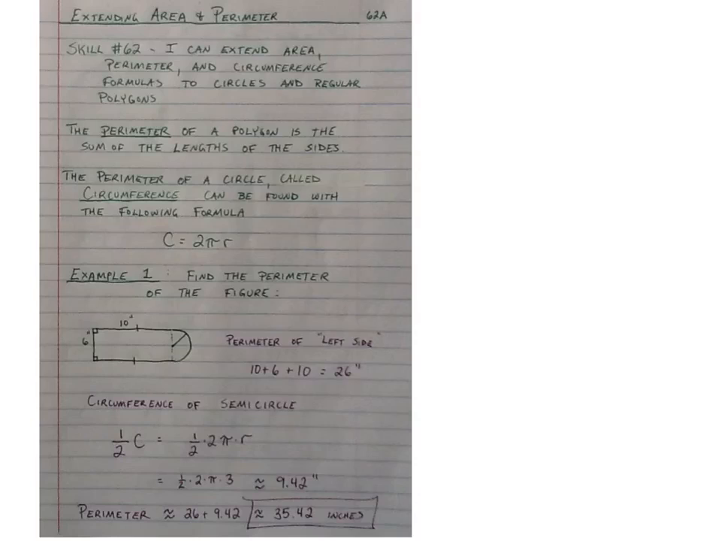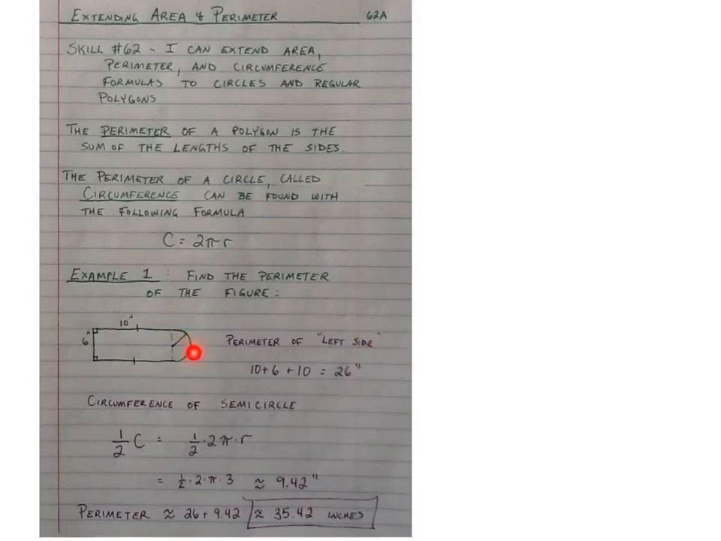Our first example asks us to find the perimeter of the figure. In this figure what we have is a rectangle with a semicircle on the end of it. So to find the perimeter of that area, what we have is 3 sides of the rectangle and the semicircle. Let's first figure out the perimeter of the left side of the figure, which is going to be 10 inches plus 6 inches plus 10 inches, or a total of 26 inches.